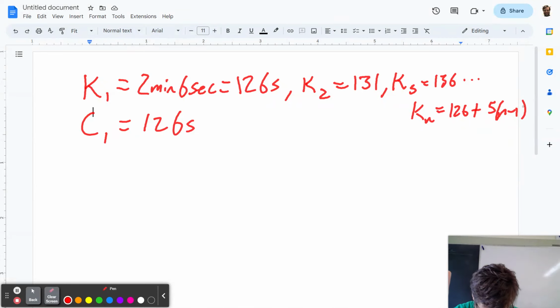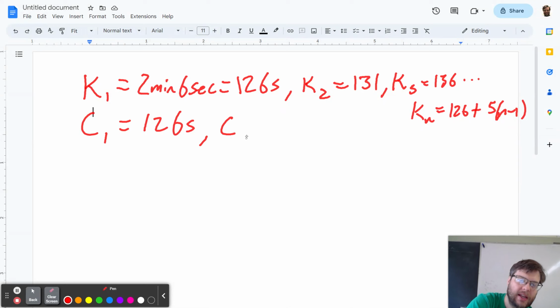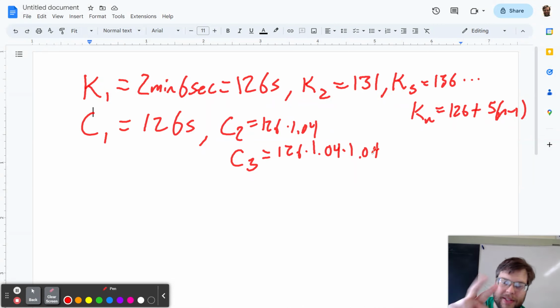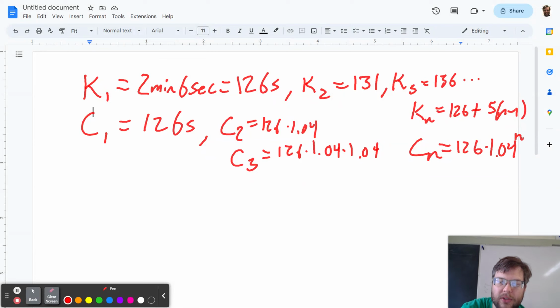All right, Carolina, however, changes geometrically. So she changes by 1.04 times. What that means is that the second time would be 126 times 1.04. I can't do that in my head. The third time would be that times another copy of 1.04. That means it's 1.04 to the second power. Very similar to Katerina, Carolina goes 126 times 1.04 to the n minus 1. There's one fewer multiplication.